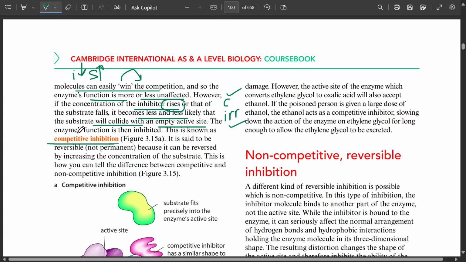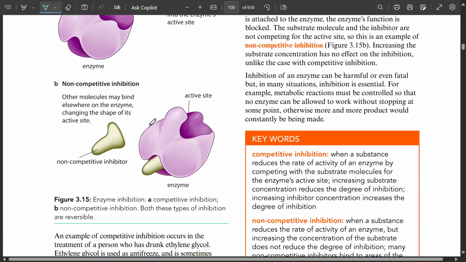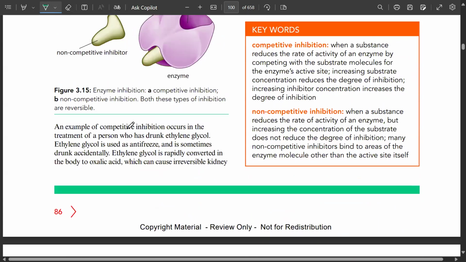We call it competitive inhibition. It is said to be reversible, not permanent, because it can be reversed by increasing the concentration. आप फिर भी इसको रिवर्स कर सकते हो, कैसे? Substrate की concentration बढ़ा दो. Increase the concentration of the substrate so it can fight the competitive inhibitor. फिर एक टाइप आती नॉन competitive inhibition as well, जो competition दे ही नहीं रही है. फॉर एग्जाम्पल, पहले एक कंपेटिटिव इनहिबिशन की टाइप पढ़ते हैं.